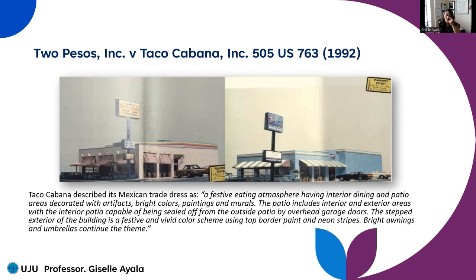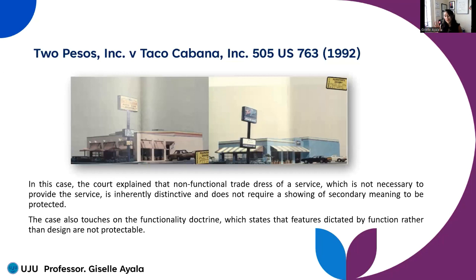Later in time, Two Pesos opened its own restaurant, and the design and the atmosphere of the restaurant was similar. And what Two Pesos argued was that Taco Cabana is not entitled to protection because they must prove secondary meaning and a special commercial impression in the consumer before they're entitled to protection. So in this case, and for purposes of how a service is presented, the court explained that no, that's not actually accurate, because the overall presentation of a service, if it's non-functional, is inherently distinctive, and therefore there is no need to show a secondary meaning to be protected.